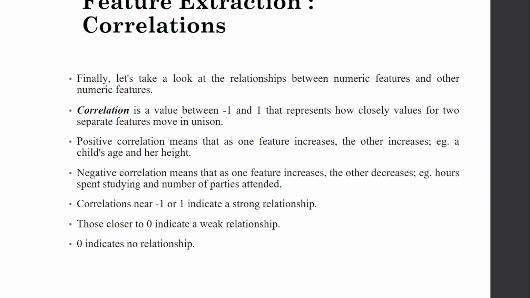Feature extraction. Here we just apply a correlation function which will give us the relation between every two attributes present in my input data. So, it's a value between -1 and +1 that represents how closely values for two separate features move in unison. Positive correlation means that as one feature increases, the other also increases, like a person's age and height. Next, negative correlation means if one feature increases, the other will decrease, like hours spent studying and the number of parties attended. Correlations near -1 or +1 indicate a strong relationship. Those closer to 0 indicate a weak relationship. 0 indicates no relationship.